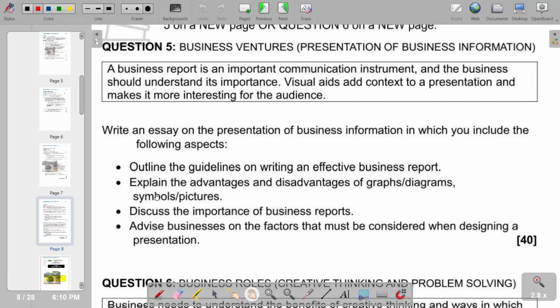Then in terms of our essay, remember we are supposed to start with our introduction, whereby we can define any business term that we can see in the question. Of course, we have a business report in the question here. So we can define a business report in our introduction. That is the best way to come up with your introduction.